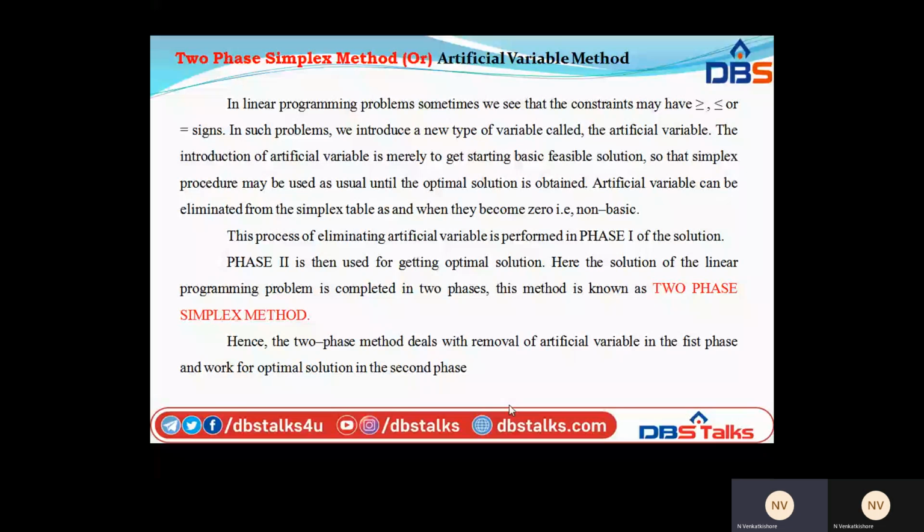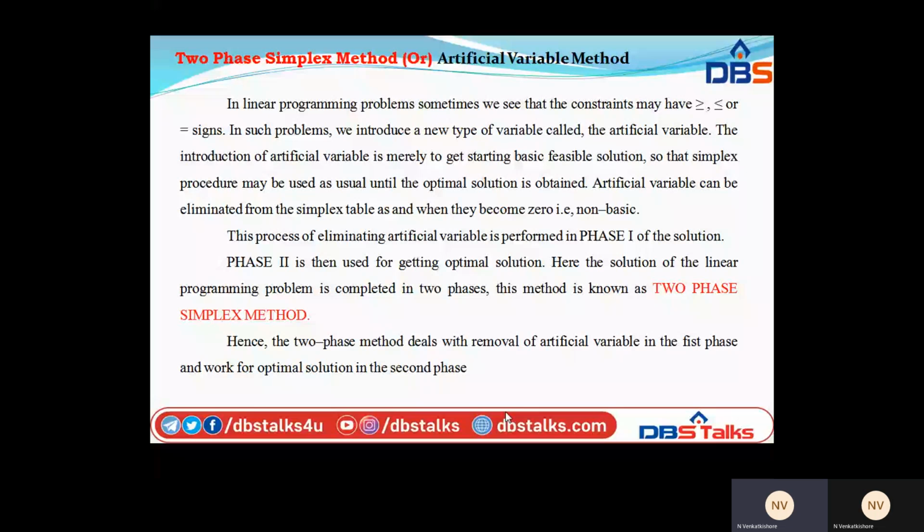By the introduction of these artificial variables, we get a basic feasible solution so that the simplex procedure may be used as usual until the optimal solution is obtained. The artificial variable can be eliminated from the simplex table and then it becomes zero, that is, a non-basic solution.